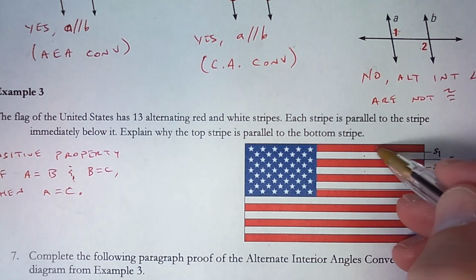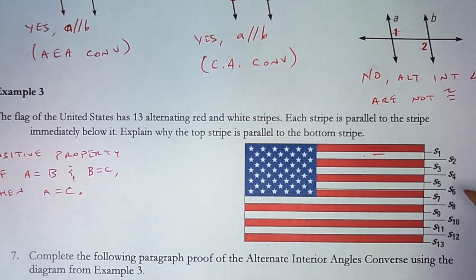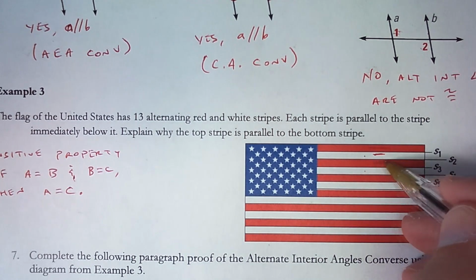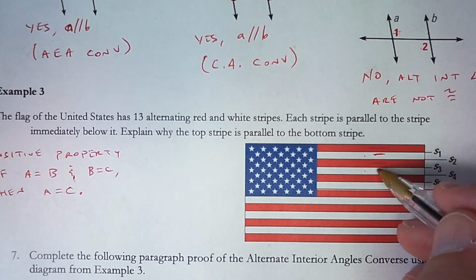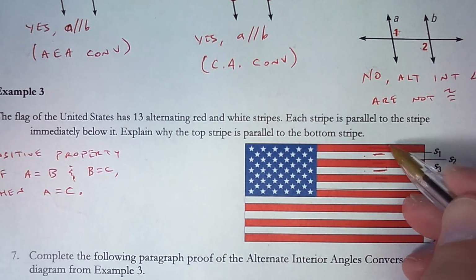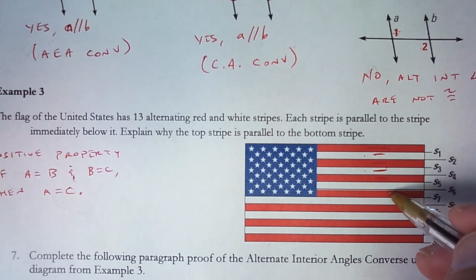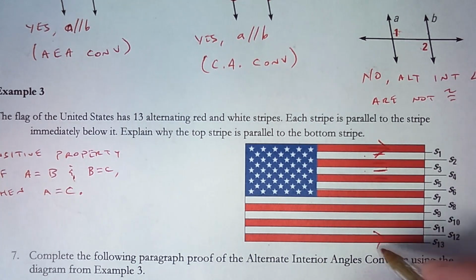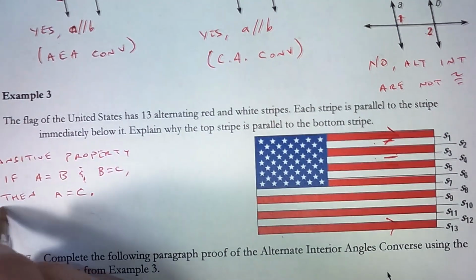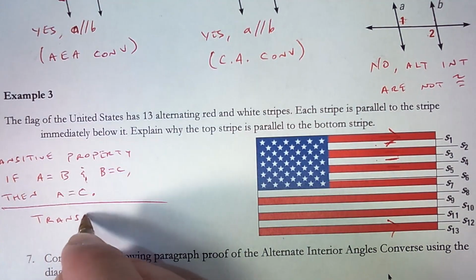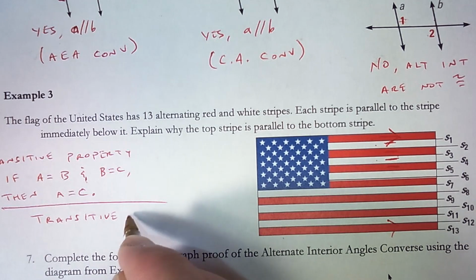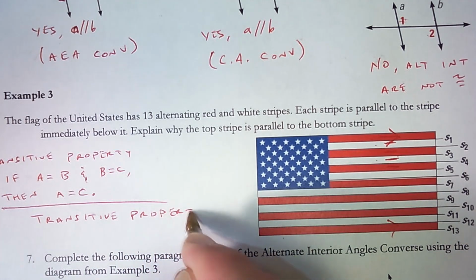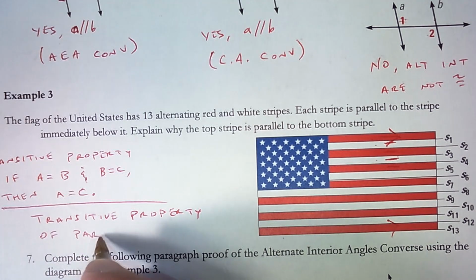If the first stripe is parallel to the second stripe, and the second stripe is parallel to the third stripe, then the first and third must be parallel also. And if the third is parallel to the fourth, then the first and fourth must be parallel. And if the fourth is parallel to the fifth, then the first and fifth must be parallel. It continues that way until we finally conclude that the top stripe must be parallel to the bottom stripe, and that is called the transitive property of parallel lines.